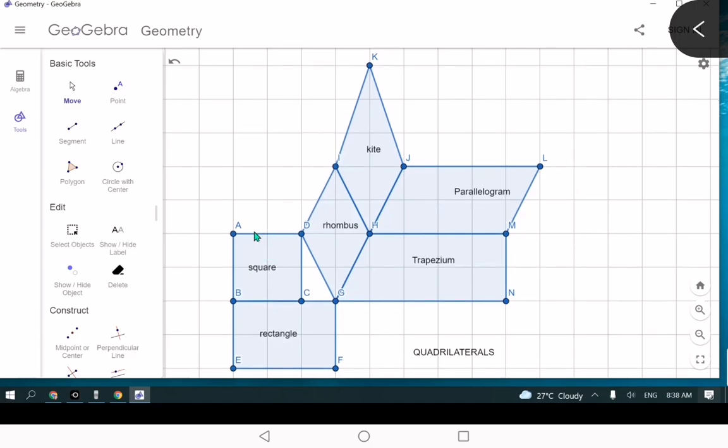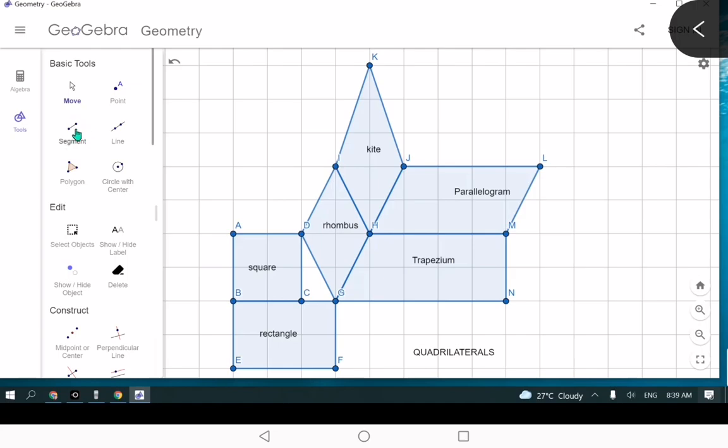For the square, all sides are equal length, and all interior angles are 90 degrees. What are the common properties of the rectangle with the square? All interior angles are 90 degrees, but all opposite sides are equivalent. For the rhombus, same as a square, all sides are equivalent.